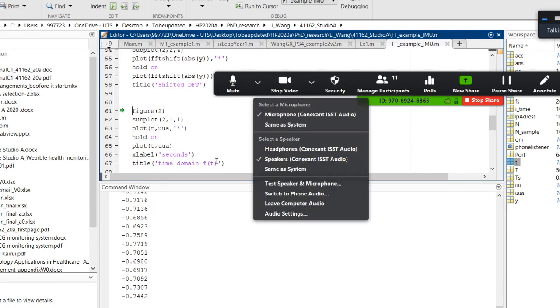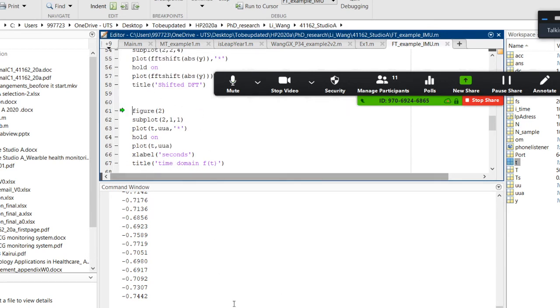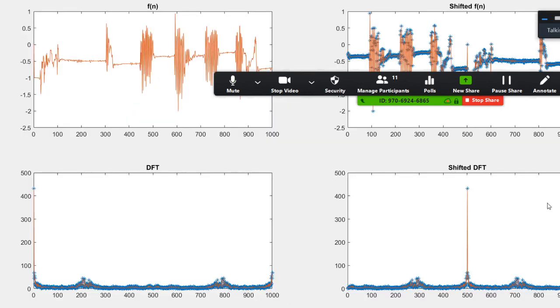So this is the shifted FFT I draw here. So this is quite clear. This is double sideband, right? But the bad thing is this one only has 1000. We didn't give the meaning of the x-axis. The x-axis actually should be frequency.